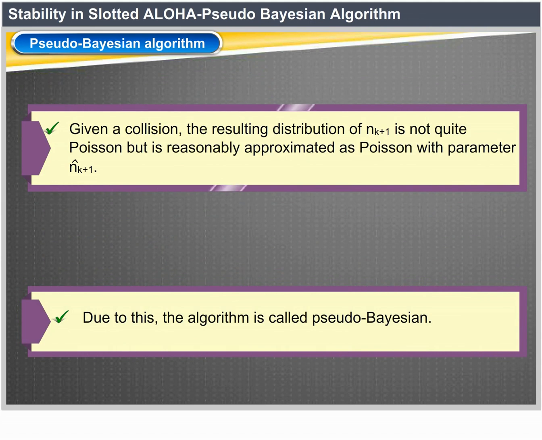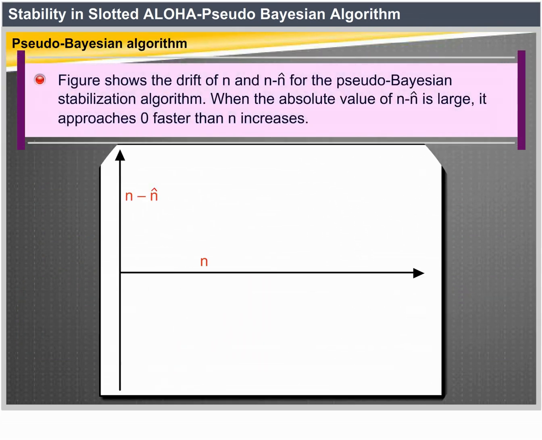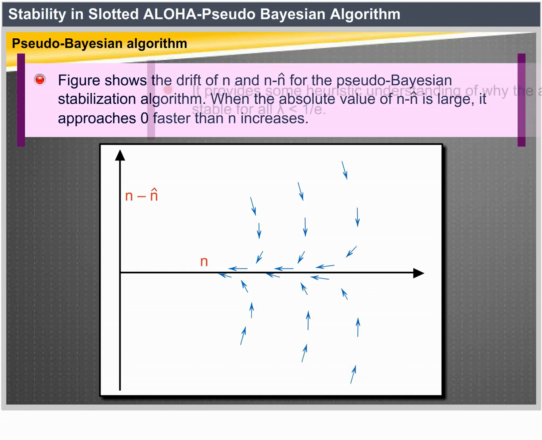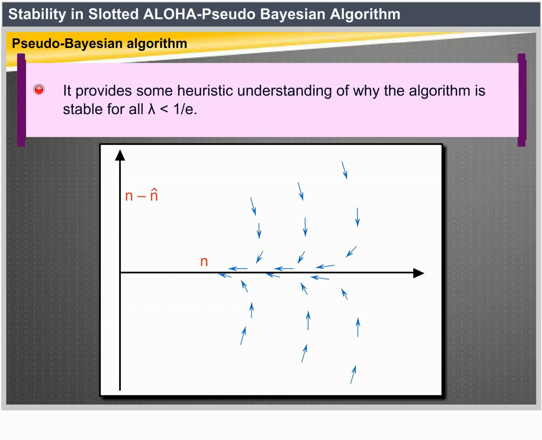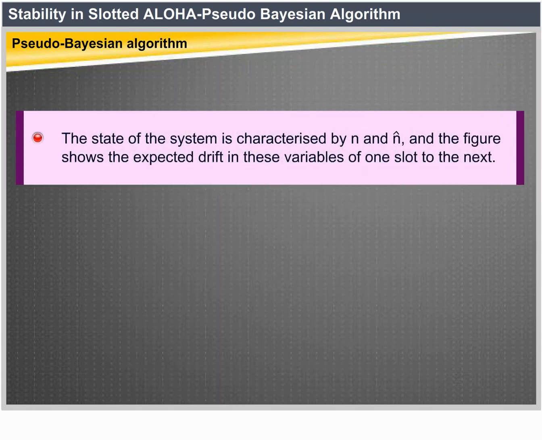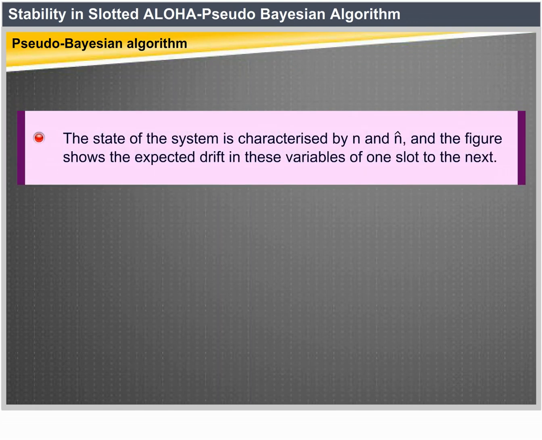The figure shows the drift of n and n - n̂ for the pseudo-Bayesian stabilization algorithm. When the absolute value of n - n̂ is large, it approaches 0 faster than n increases. It provides some heuristic understanding of why the algorithm is stable for all λ less than 1/e. The state of the system is characterized by n and n̂, and the figure shows the expected drift in these variables from one slot to the next.